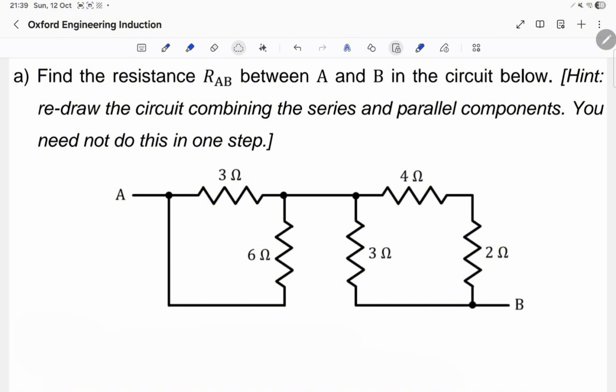Let's get started. Part A. Find the resistance RAB between A and B in the circuit below. Hint: redraw the circuit combining the series and parallel components. You need not do this in one step.